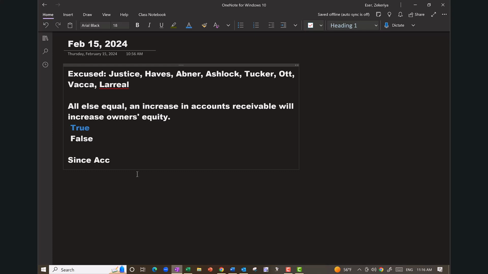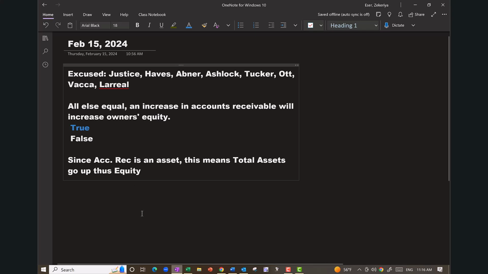Since accounts receivable is an asset, this means total assets go up, thus equity. Even something that's as cryptic as that, I would be fine. This is not an English class. I'm not going to worry about your grammar or your spelling.